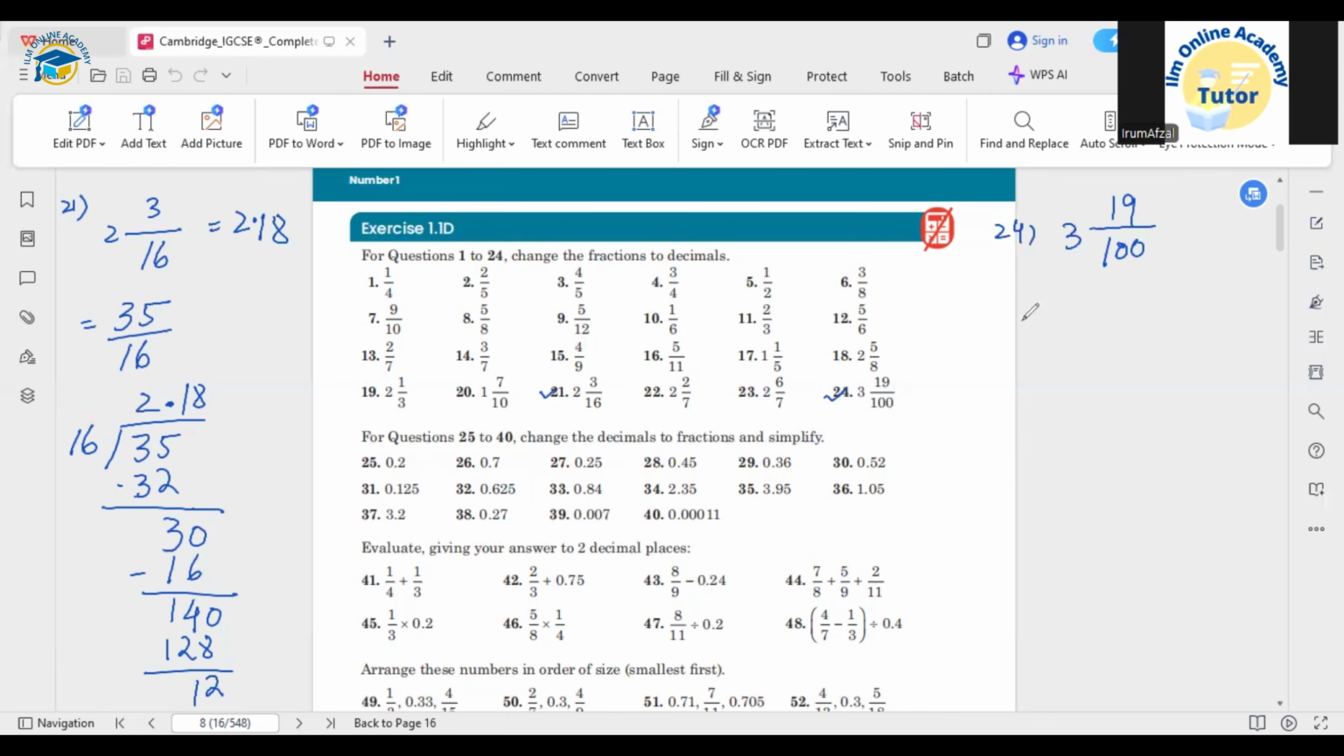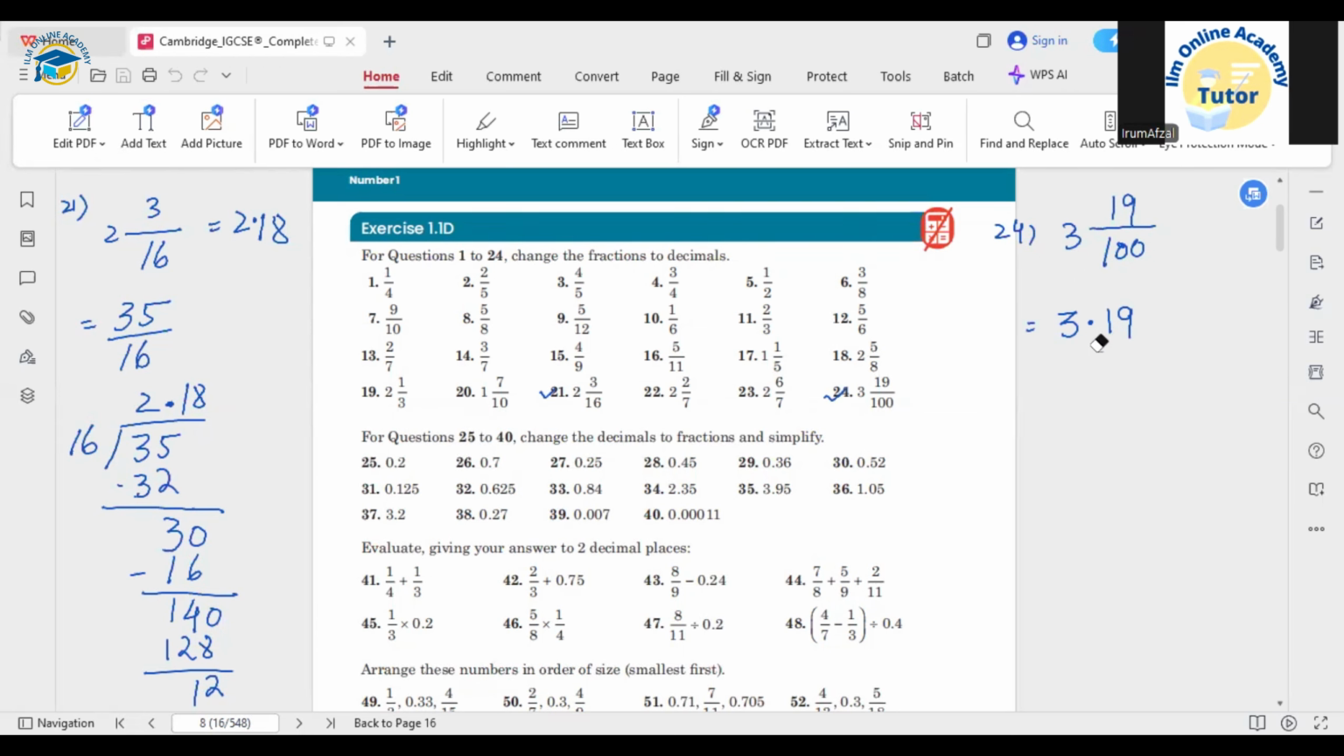So rather than dividing or changing it into an improper fraction, we can directly convert it into the decimal form. This is the whole number part, as I told you before, and you just need to convert this 19 by 100 into the decimal part. So this would be 3.19. It will be easier for you to convert these types of fractions into decimal numbers.